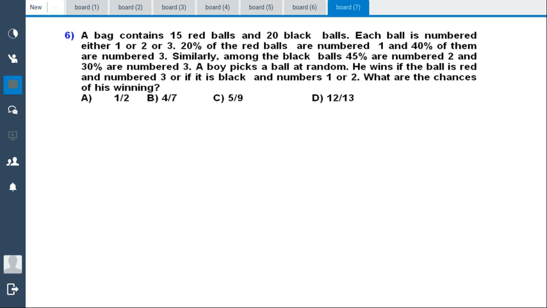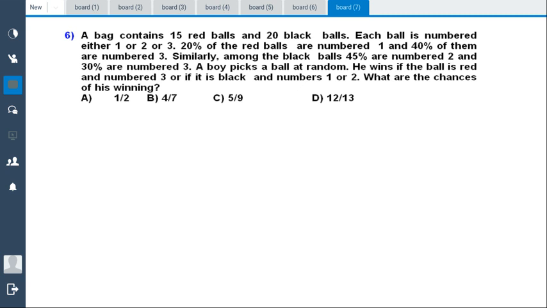This is a probability problem. Read the question carefully. Your bag contains 15 red balls and 20 black balls. Each ball is numbered either 1, 2, or 3. 20% of the red balls are numbered 1 and 40% of them are numbered 3. Similarly, among the black balls, 40% are numbered 2 and 30% are numbered 3. A boy picks a ball at random. He wins if the ball is red and numbered 3, or if it is black and numbered 1 or 2. What are the chances of his winning?